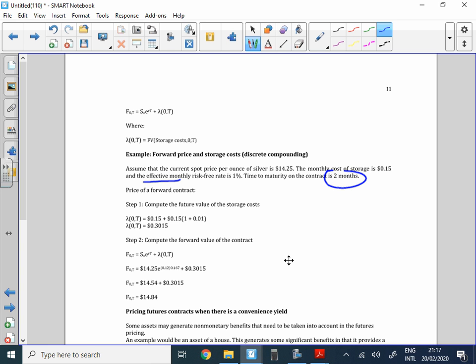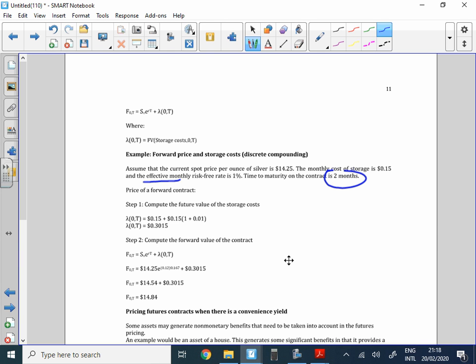Have I got my details over here? Spot price is $14.25. Monthly storage cost is 15 cents. And the effective monthly risk-free rate is 1%. It's a little bit of an interesting calc. Let's follow through with it. And they say number 1 is calculate the future value of the storage cost.